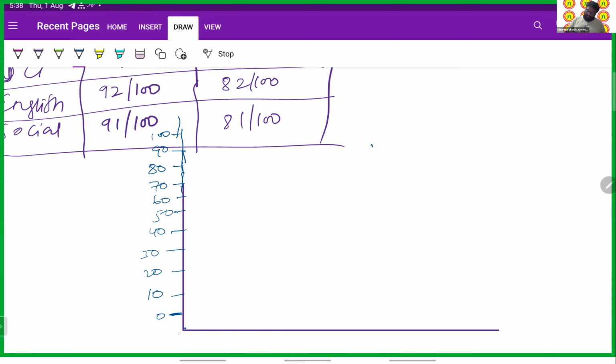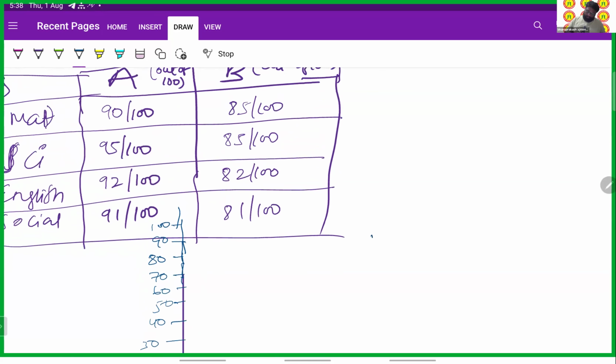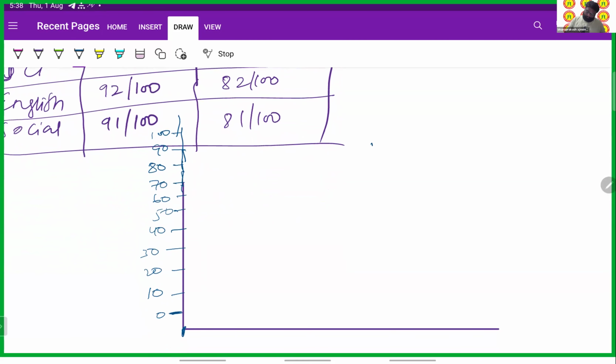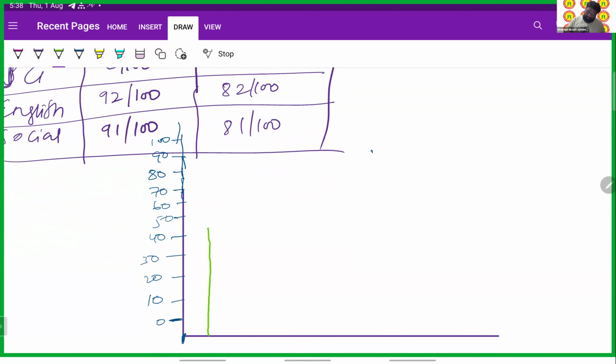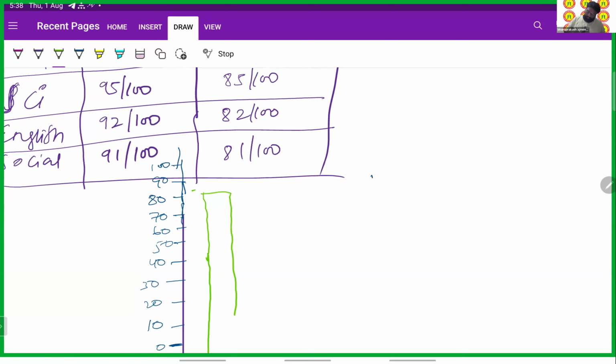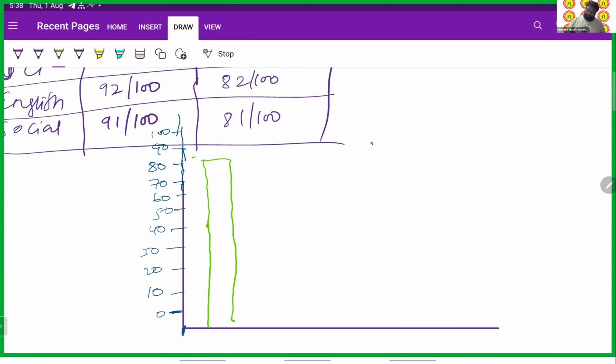First of all, I am drawing for the math subject. Math subject, how much did the topper get? First, I am drawing the marks of B. Let me draw this with green. How much did he get? 85, right? So 85 means somewhere here. I will represent it in this way.